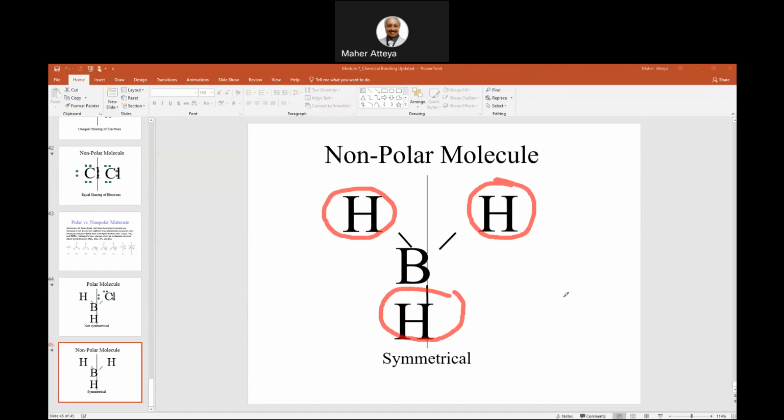How about H2O? You tell me, the same hydrogen here, you'd think it is polar or non-polar. But what did we say about the lone pair? So we have two sets of lone pairs. So it has to be what?